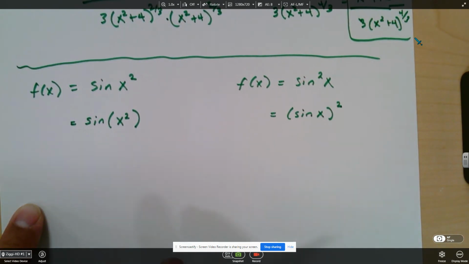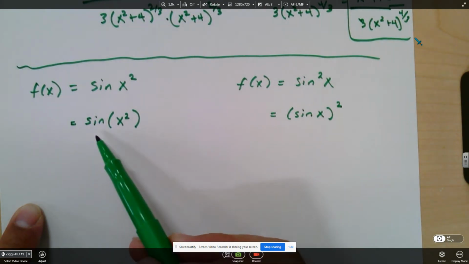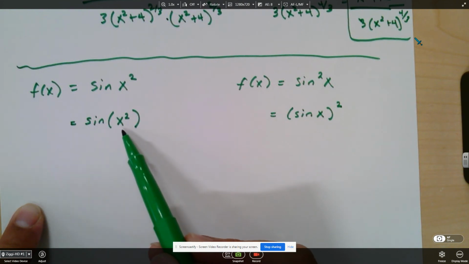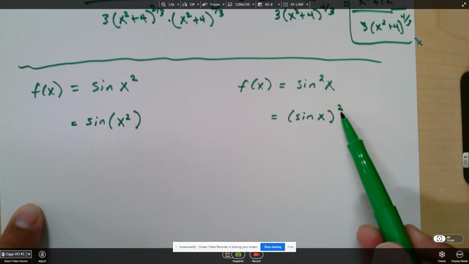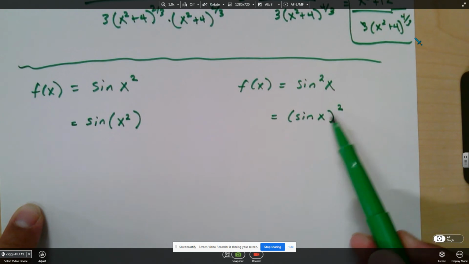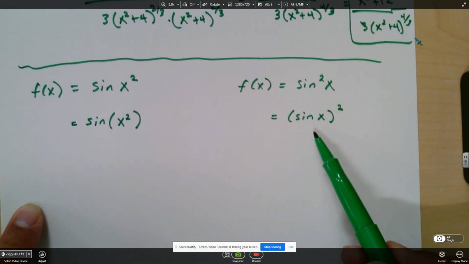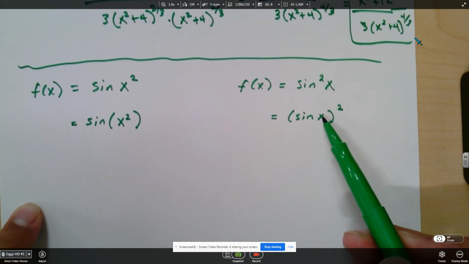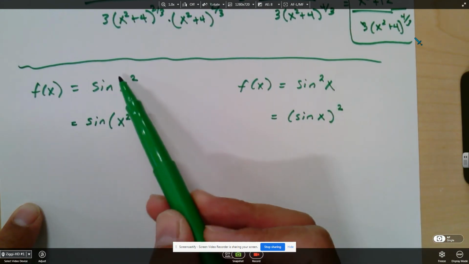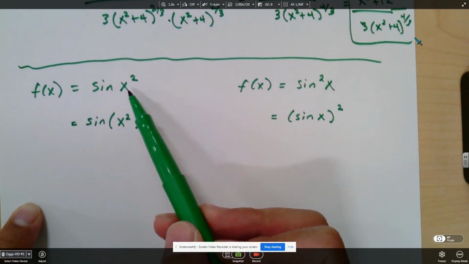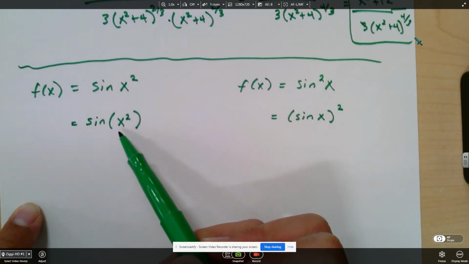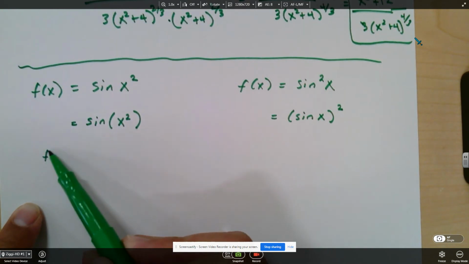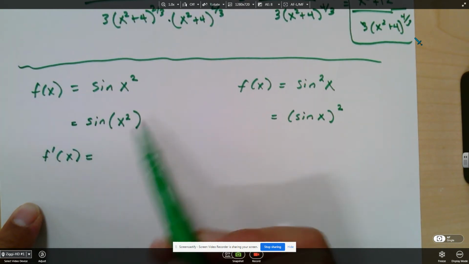So when you do your homework, make sure you can tell the difference, because if you go to take a derivative, this one, the sine is the outer layer, x squared is the inner layer. This one, the square is the outer layer, and the sine x is the inner layer. So with trigonometry, we write it like that, but we mean like that. And they don't always put parentheses when it looks like that, but you will know that that's actually sine x. Okay, so you can see that their derivatives are different.